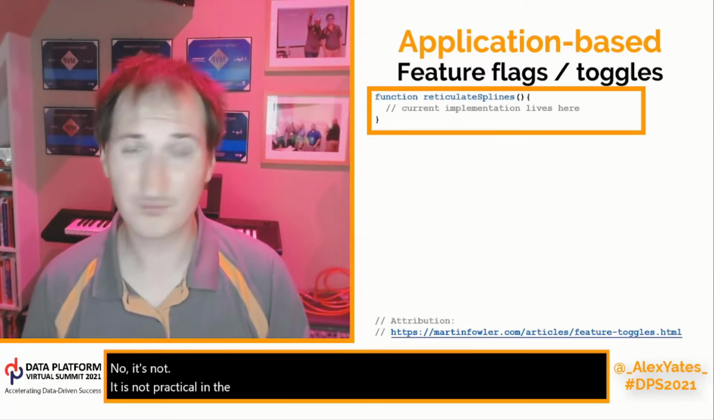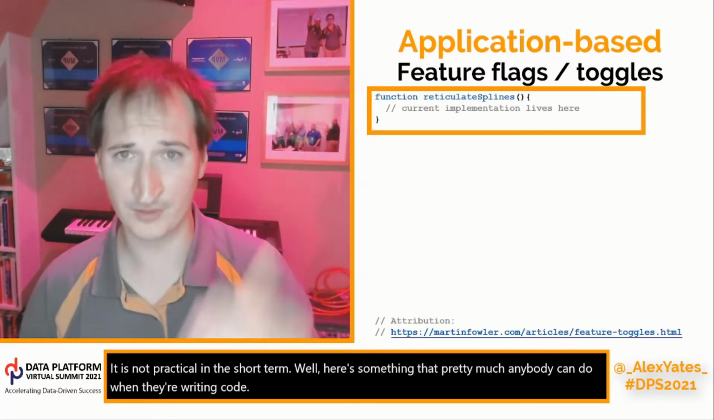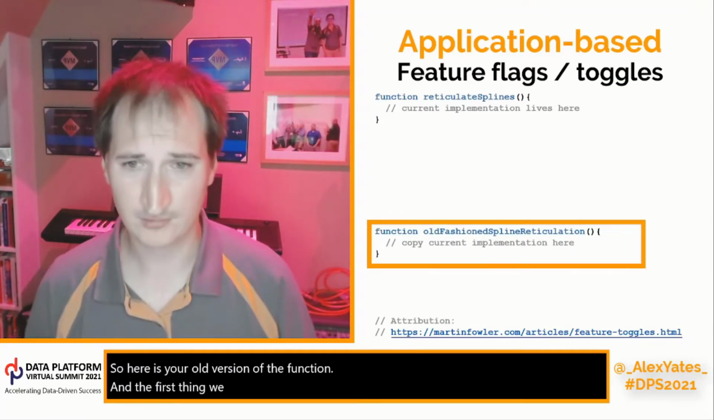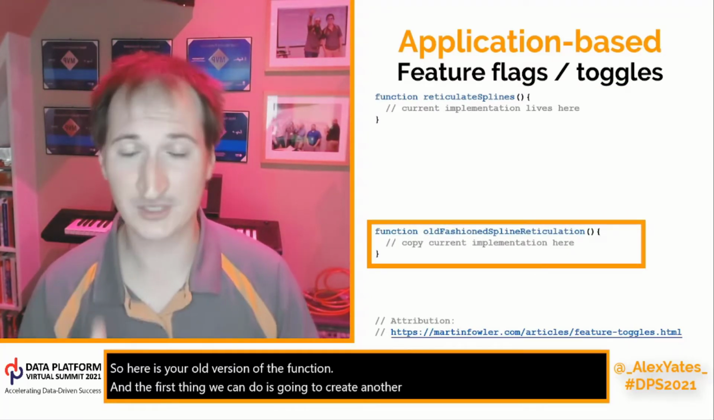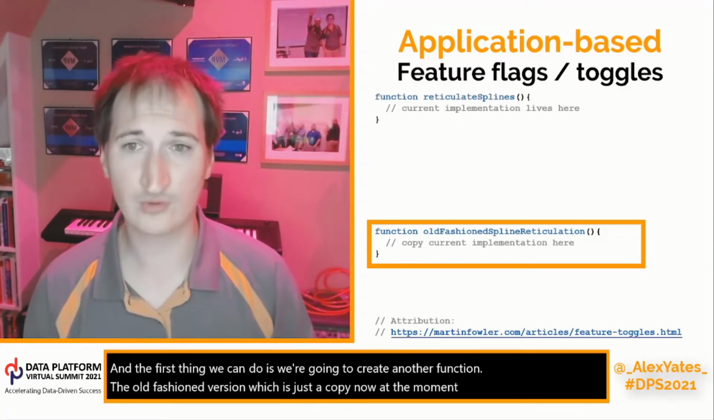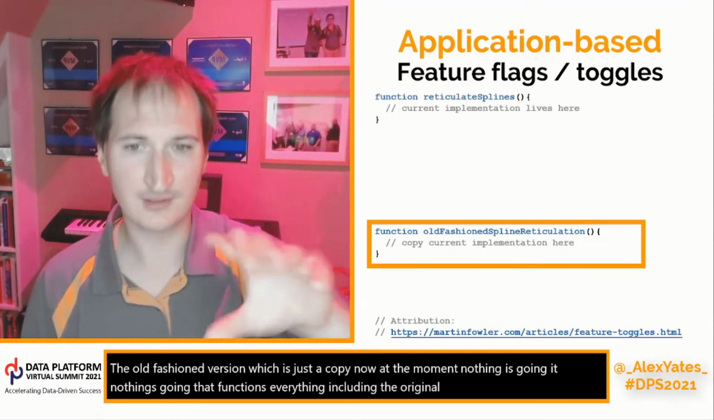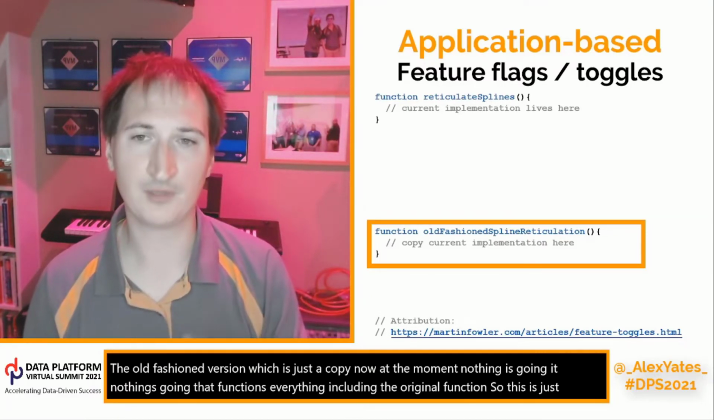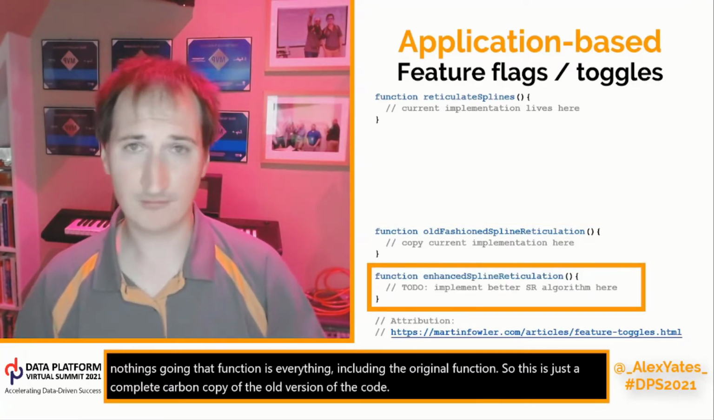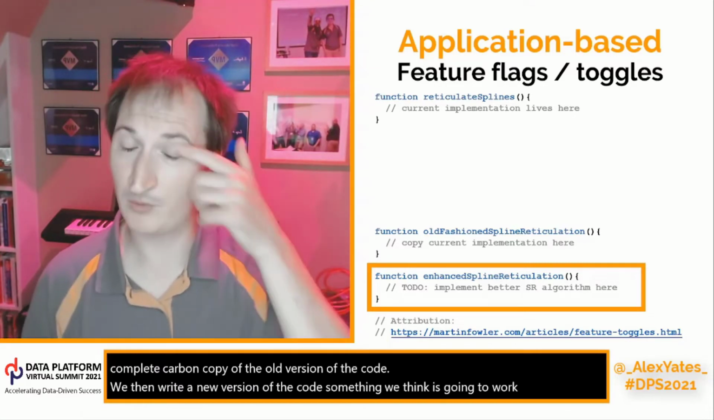Well, here's something that pretty much anybody can do when they're writing code. Here is your old version of your function. The first thing we're going to do is create another function, the old-fashioned version, which is just a copy. At the moment, nothing is calling it, because everything's calling the original function. This is just a complete carbon copy of the old version of the code. We then write a new version of the code, something we think is going to work better, something to implement some new feature, whatever it is we want to do.